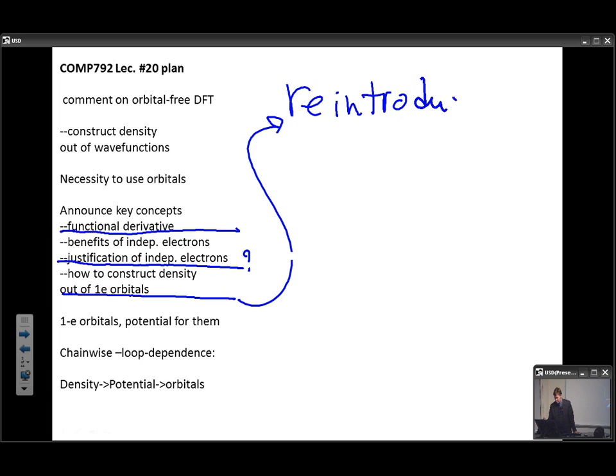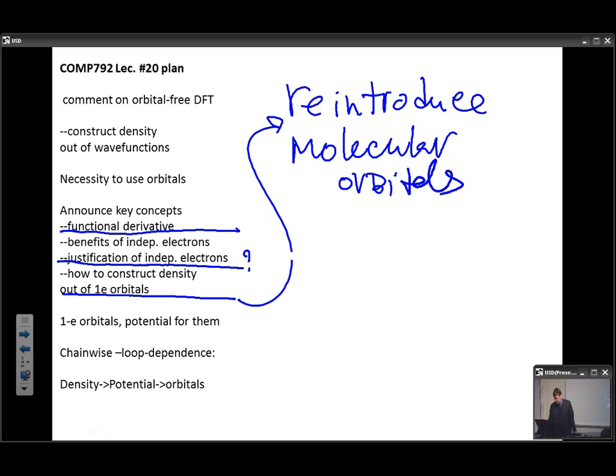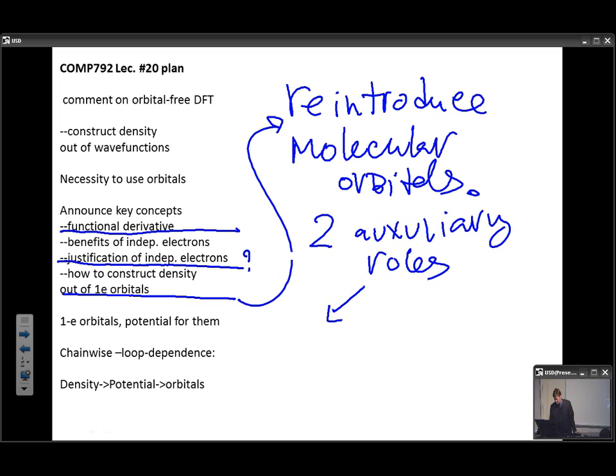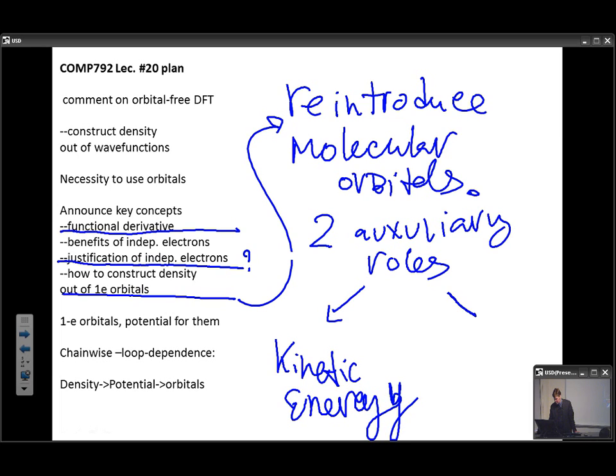Reintroduce molecular orbitals, auxiliary roles: kinetic energy and the way to construct density.